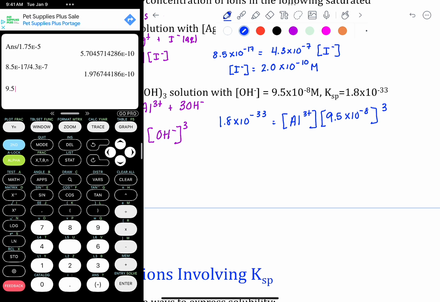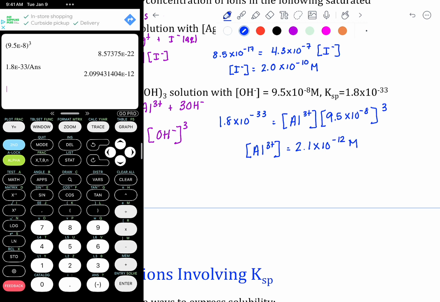So we'll do 9.5 times 10 to the minus 8, and let's put some parentheses in, and raise that to the third. Then we'll do 1.8 times 10 to the minus 33 divided by that value of our OH− cubed. And that's going to give us our aluminum concentration, which is equal to, with 2 sig figs here, 2.1 times 10 to the minus 12 molar.